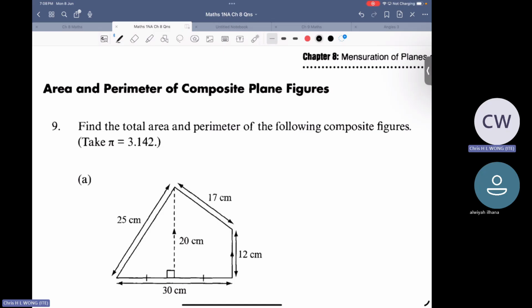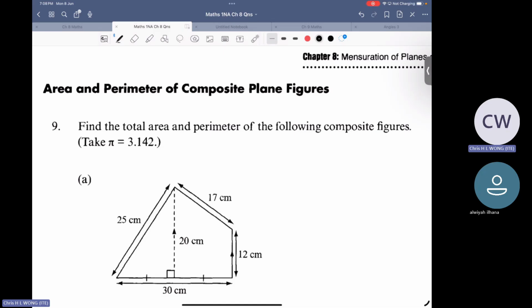Now, if I ask you to find the perimeter of a composite figure, you only find the outside. Please don't add the height. Inside don't count. Maybe it's easier that we do the perimeter first. What is the perimeter? 17 plus 12 plus 30 plus 25, right?